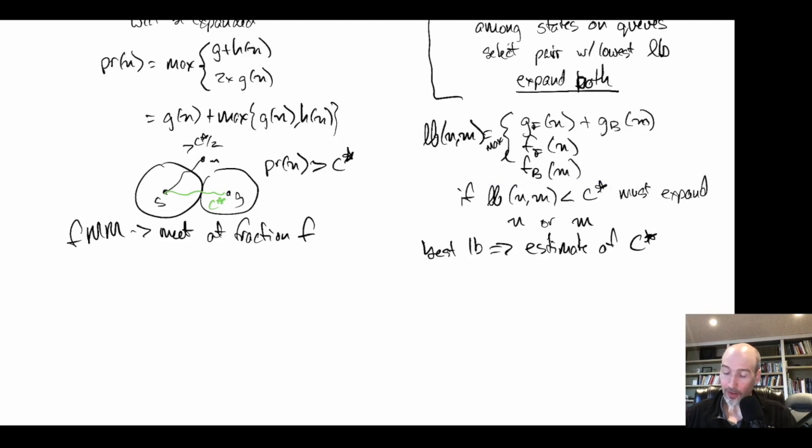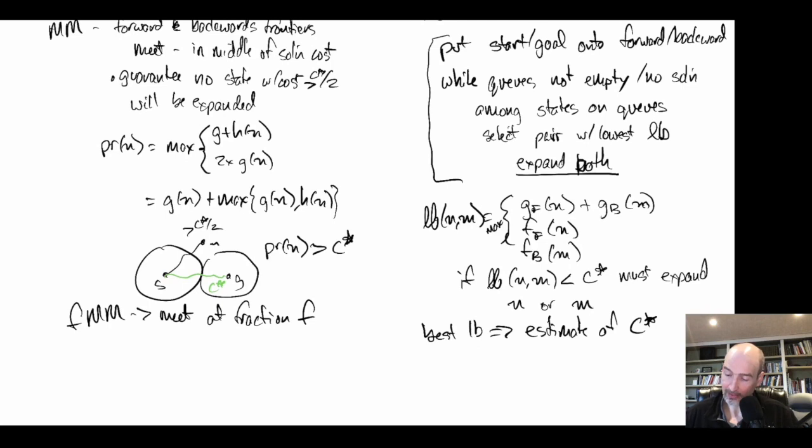And so the question I'm going to have here is, how do I actually do this efficiently? Because what I need to know is, how do I select the pair with the lowest lower bound? The simplest way would be to iterate through all pairs of states in the forward direction and the backwards direction, and ask what pair of states has the lowest lower bound. But there are n squared pairs there, and so that's going to be a really expensive process.